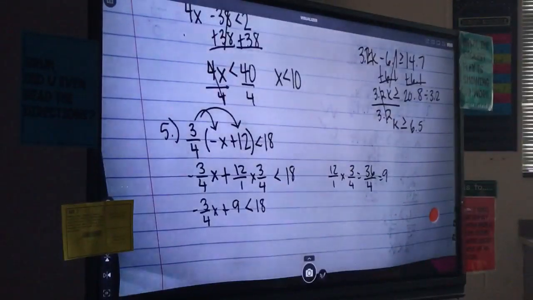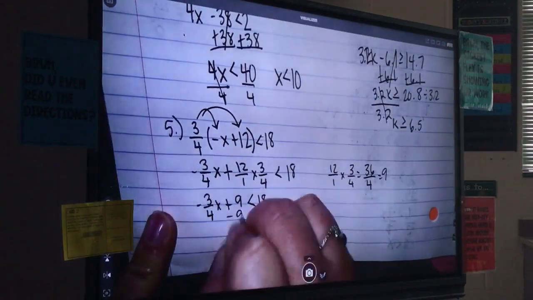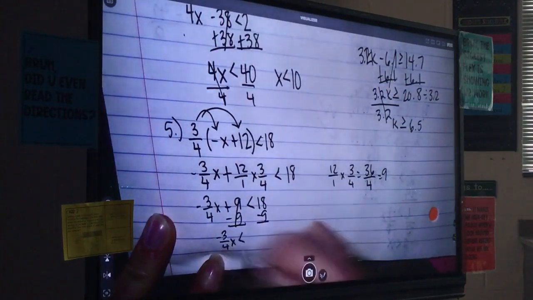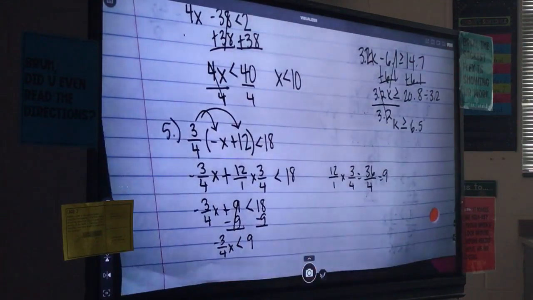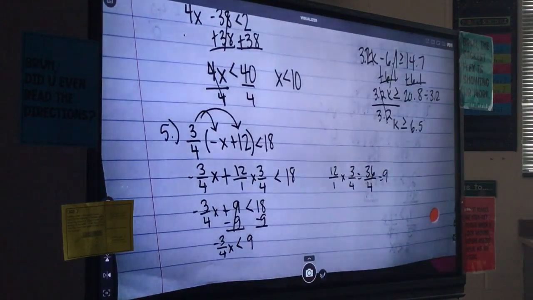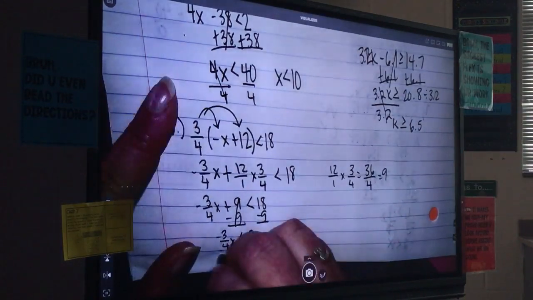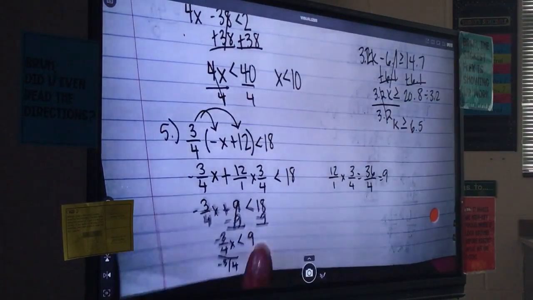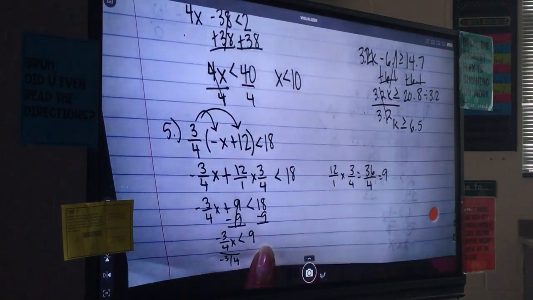From here, what do I do? Subtract 9 from both sides. So negative 3/4 x is less than 9. All right. Now, this is where we always get a little bit of trouble, because obviously we all know we have to divide by what? A fraction. So we have to divide by a fraction, guys, and this is where you have to be careful. You do not want to rewrite this and put the 3/4 first. Why? That would be wrong. It's wrong, but why is it wrong?